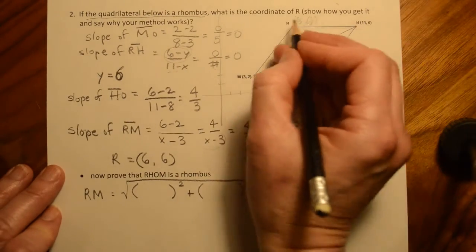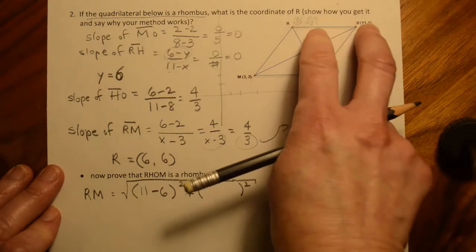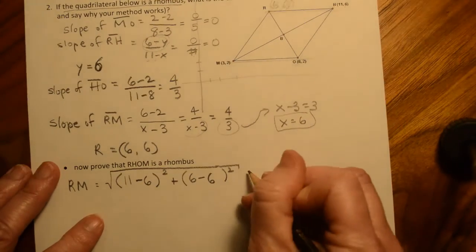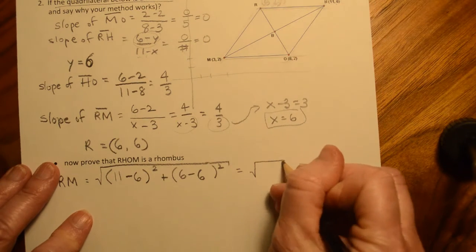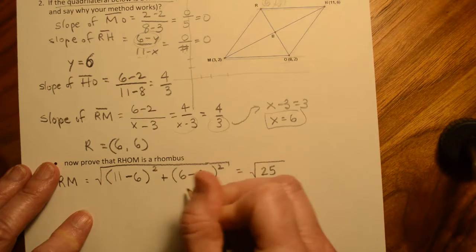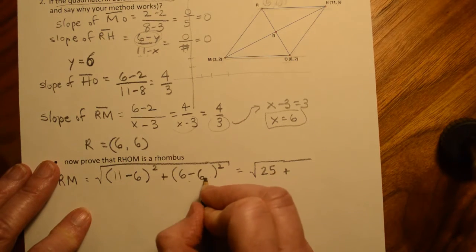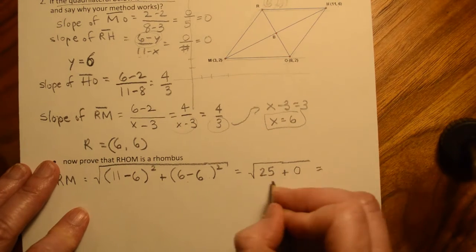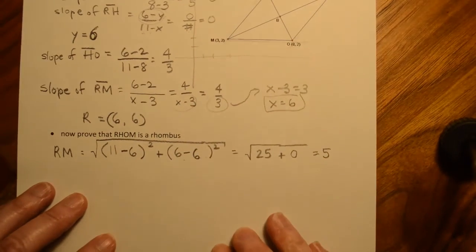So if we take the difference of the x coordinates here, it's 11 minus 6 squared, and then the difference of the y coordinates, that's 6 minus 6 squared. 11 minus 6 is 5, so we end up with the square root of 5 squared, which is 25, plus the difference of the y coordinates is 0, 0 squared is 0, so we end up with really square root of 25, which is 5. Right, so the length of that side is 5.